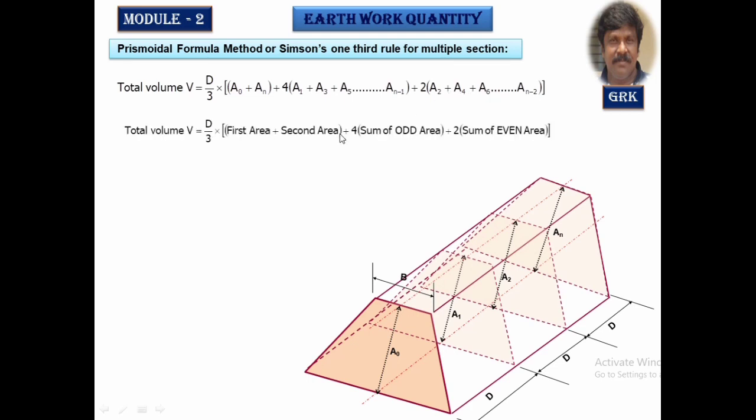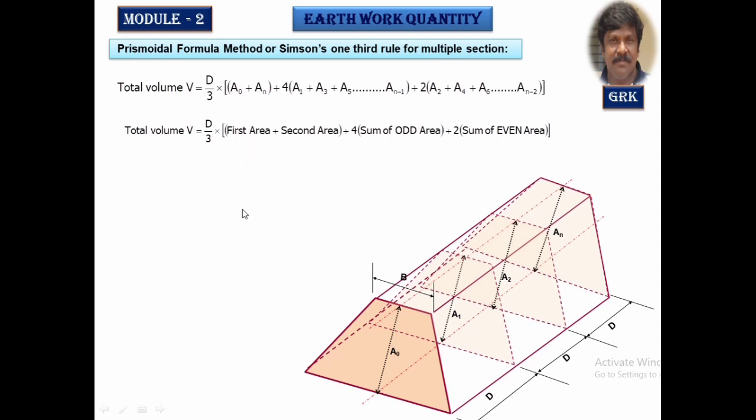That is nothing but volume is equal to d by 3. D by 3 is the distance between the two sections, into the summation of the areas of the first and the last area, and the second one is the odd sections: plus 4 times the sum of the odd areas like this one, A1, A3, A5, plus twice the area of the even sections. So this is the Prismoidal formula.